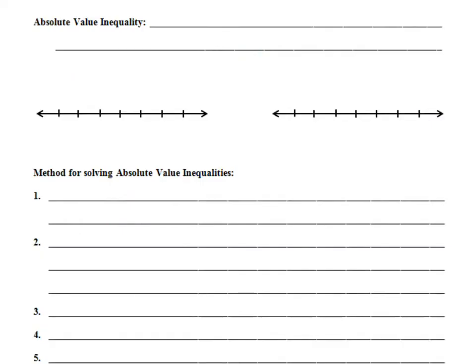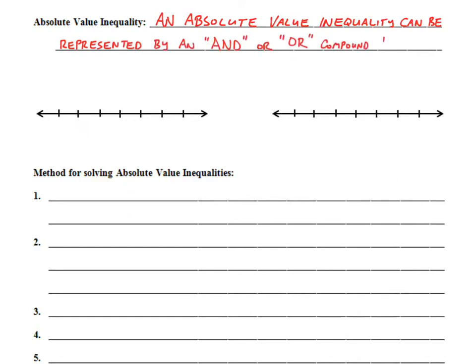Now we can also have absolute value inequalities, and these work a little bit differently. An absolute value inequality can be represented or expressed by either an and or an or compound inequality. So thinking back to our last section where we talked about inequalities, we're going to end up with a compound inequality. There's going to be two parts to it, just like there's two parts to the equation. So let's take a look at this example.